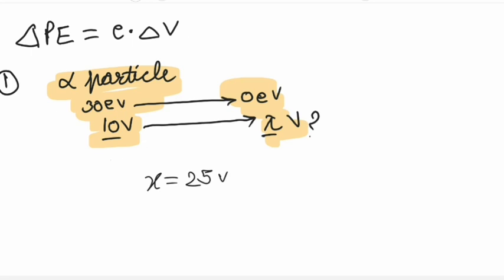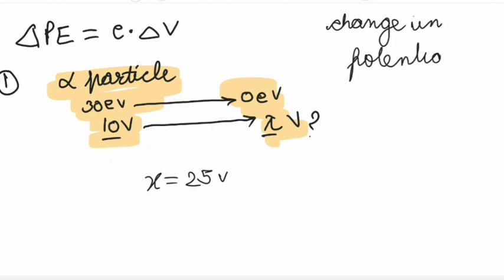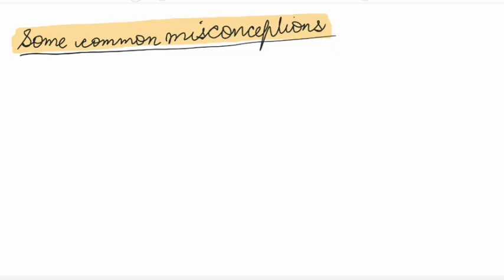So here the value of x will be equal to 25 volt. If you are asked what is the change in potential, your answer turns out to be the final potential minus the initial potential, which gives you 15 volt. This is the change in potential. Now let's discuss some important common misconceptions that we often make while studying the photoelectric effect.